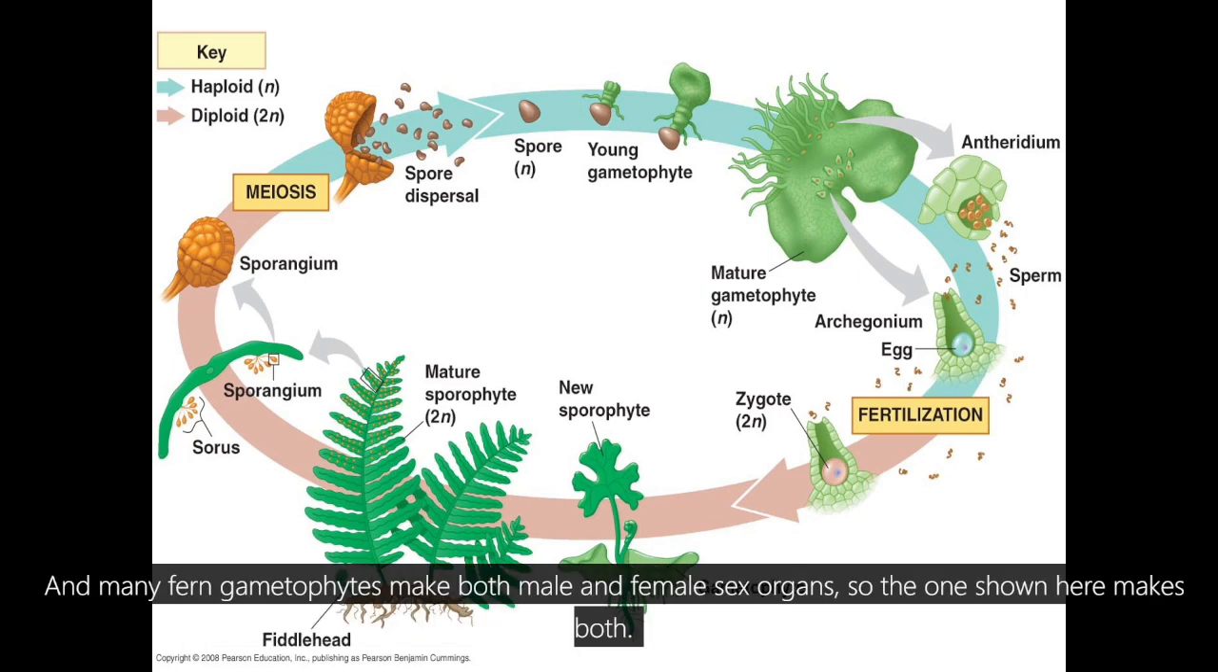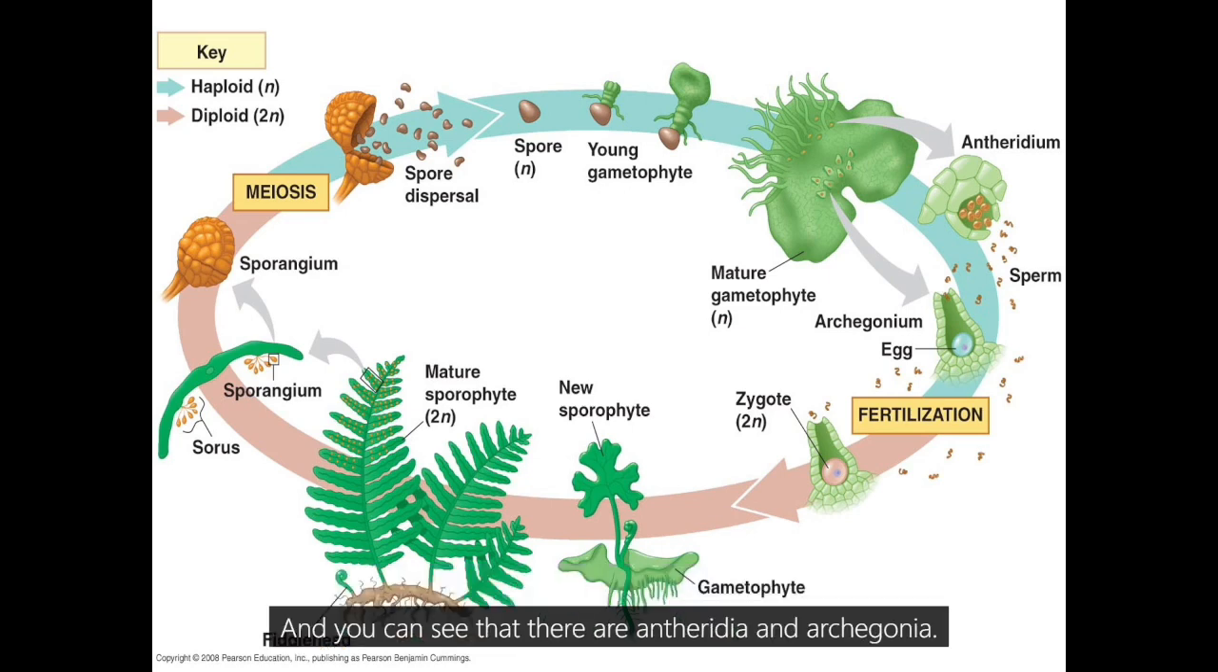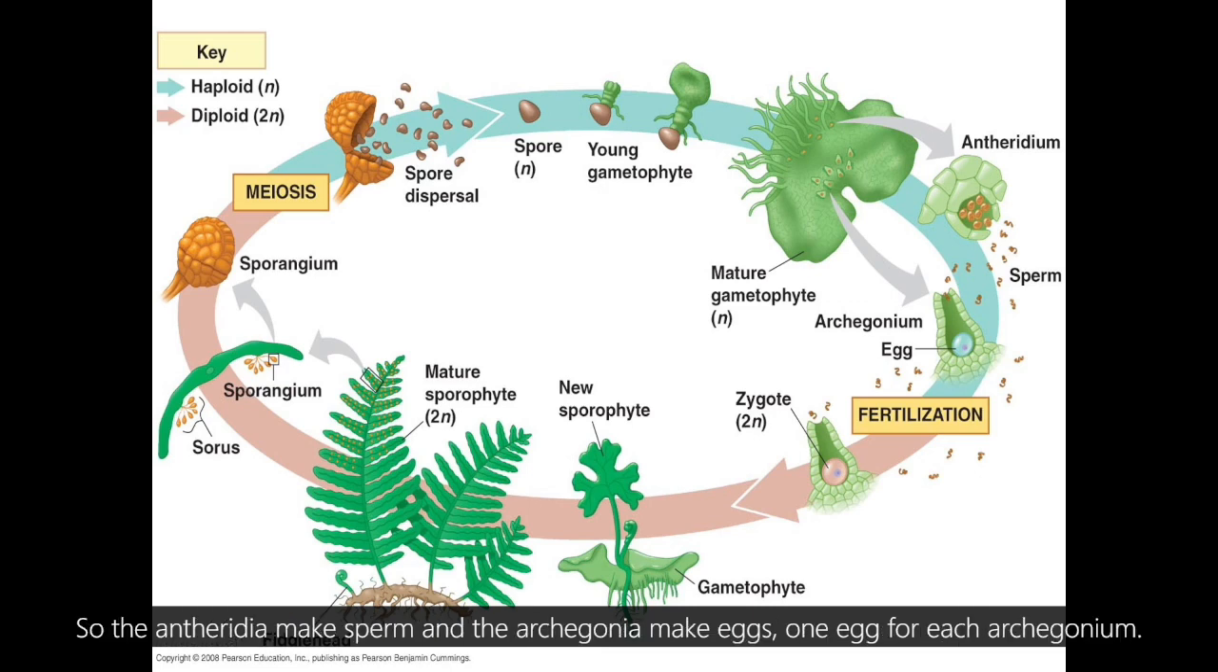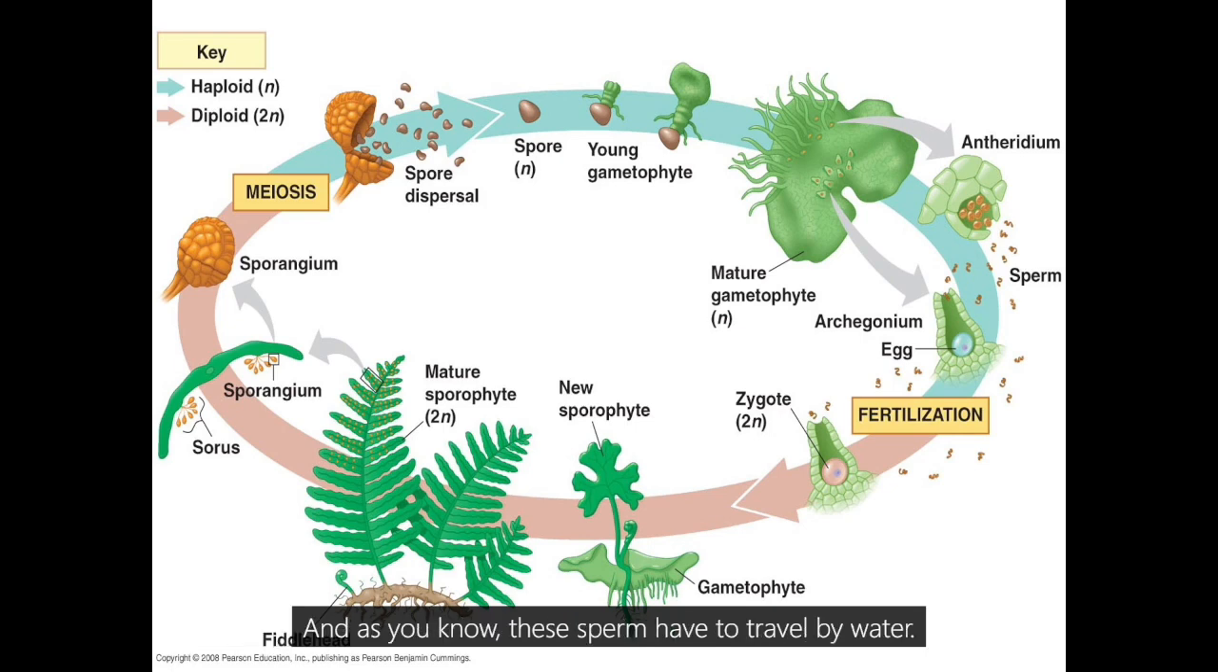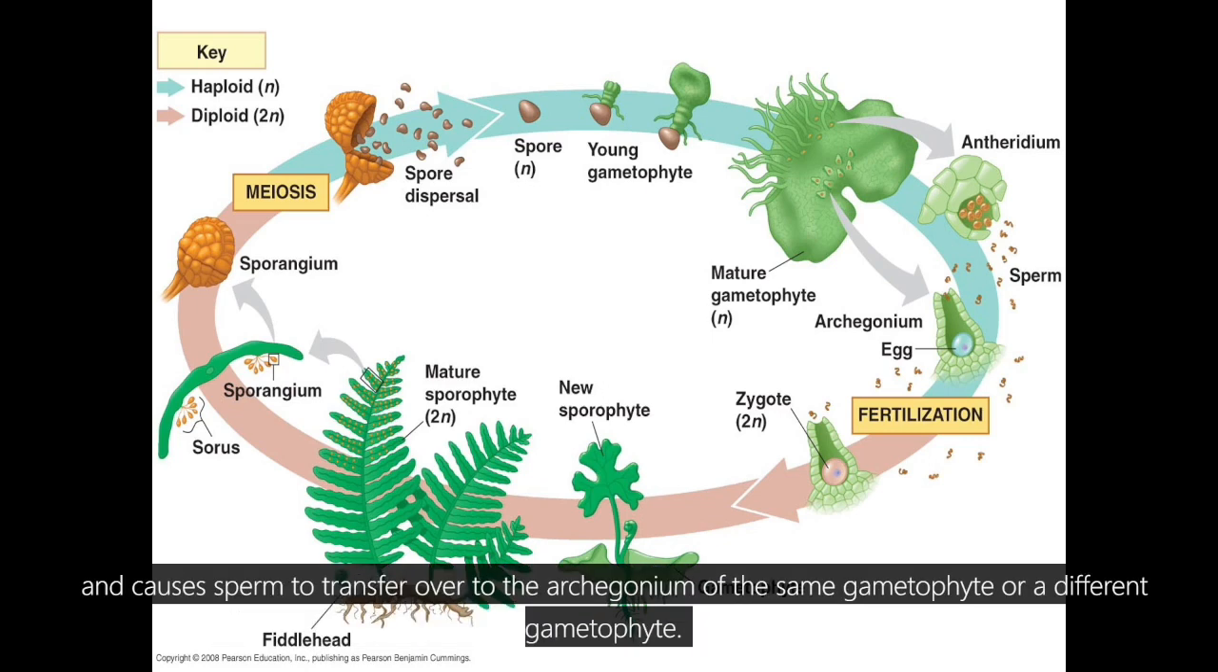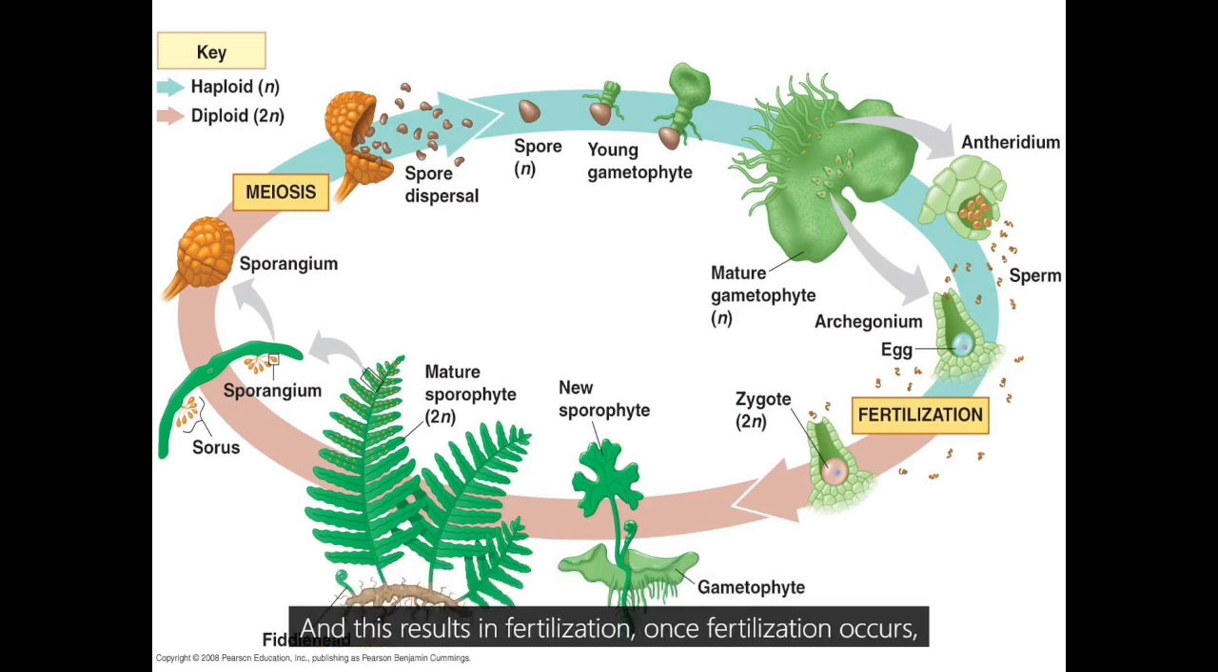And many fern gametophytes make both male and female sex organs. So the one shown here makes both, and you can see that there are Antheridia and Archegonia. So the Antheridia make sperm, and the Archegonia make eggs, 1 egg for each Archegonium. And as you know, these sperm have to travel by water. So once again, a raindrop or a little bit of water hits the gametophyte and causes sperm to transfer over to the Archegonium of the same gametophyte or a different gametophyte. And this results in fertilization.